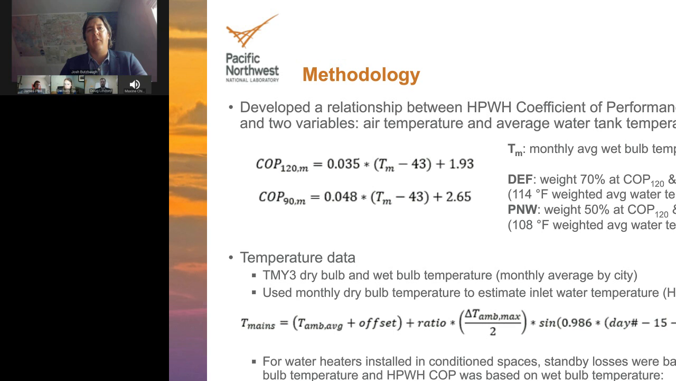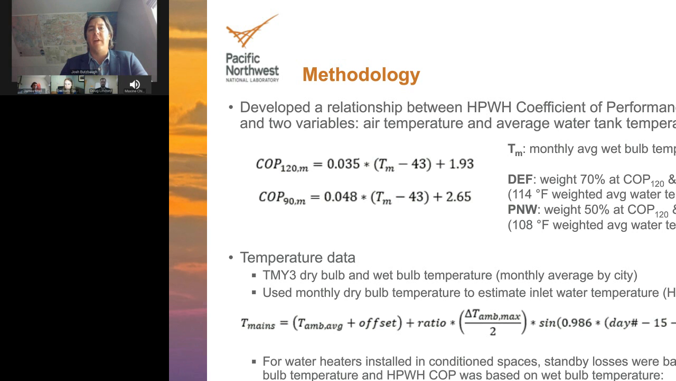To do that, I took some NREL lab testing data that measured the COPs of heat pump water heaters based on air temperature and average water tank temperature. When I plotted out that data, there were linear relationships. So I held the water temperature constant at 120 and 90 degrees, and then had the COP fluctuate based on the wet bulb air temperature.